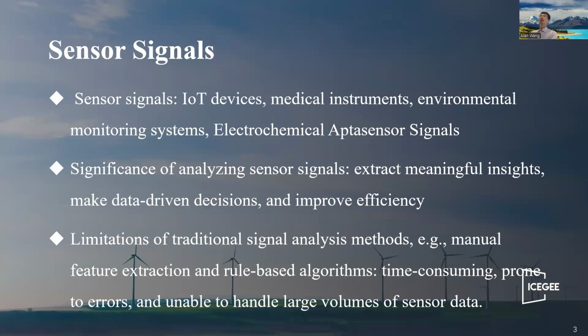Regarding the sensor signals, we know that they are widely utilized, including in IoT, Internet of Things devices, medical instruments, environmental monitoring systems, as well as the electrochemical sensor signals, which will be introduced in today's presentation. In terms of the analysis technologies, machine learning and artificial intelligence technologies can be widely utilized in analyzing the sensor signals. It's very important to analyze the sensor signals because this will help us to automatically extract meaningful insights and make data-driven decisions. This kind of process can help to improve the efficiency and also the reproducibility.